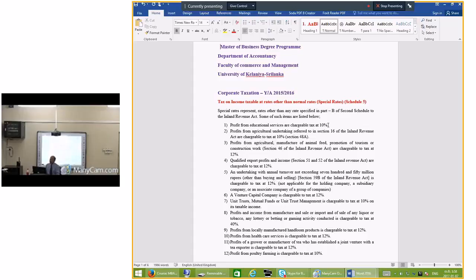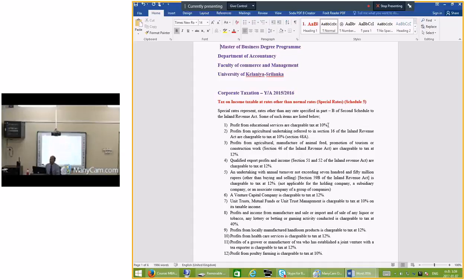Also, profit from an agricultural undertaking referred to in section 16 of the Land Act is chargeable to tax at the rate of 10%. Section 48A especially states the rate of 10%. Normally tax rates are applied in the first, second, third, fourth, fifth and sixth schedules of the Act. The imposition section also mentions that tax shall be charged at the rate specified in the schedules of this Act. But in some sections in the body of the Act, the applicable rate of tax is clearly stated. Say, the profit of educational services is charged at the rate of 10%.